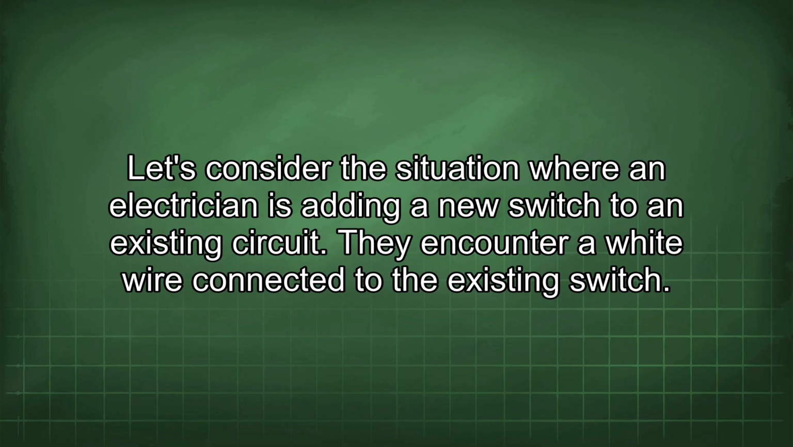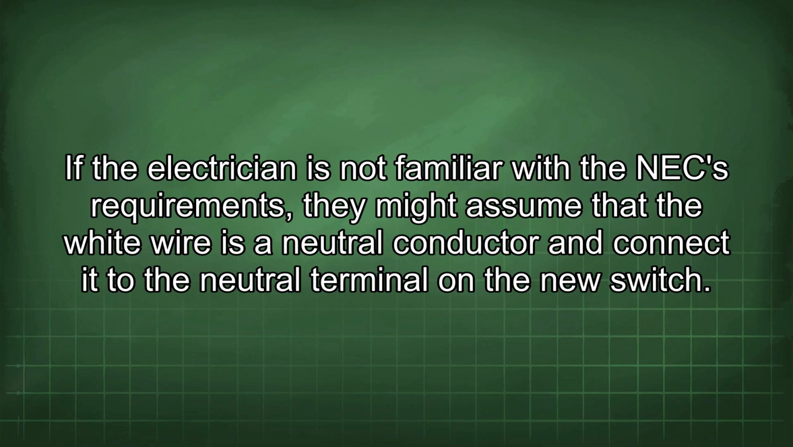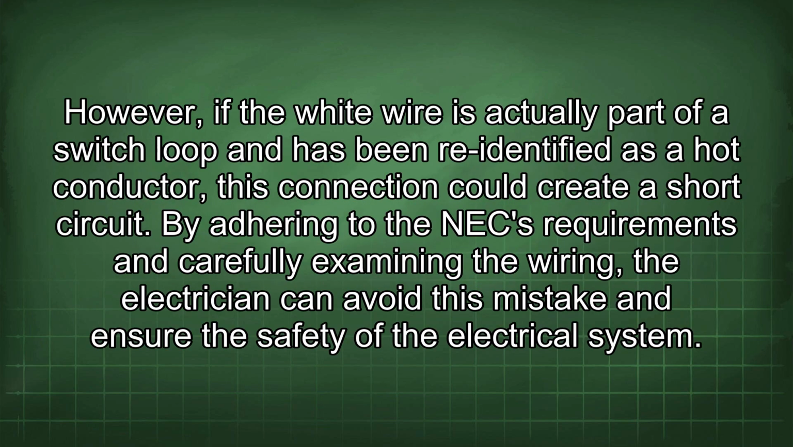They encounter a white wire connected to the existing switch. If the electrician is not familiar with the NEC requirements, they might assume that the white wire is a neutral conductor and connect it to the neutral terminal on the new switch. However, if the white wire is actually part of a switch loop and has been re-identified as a hot conductor, this connection could create a short circuit. By adhering to the NEC requirements and carefully examining the wiring, the electrician can avoid this mistake and ensure the safety of the electrical system.